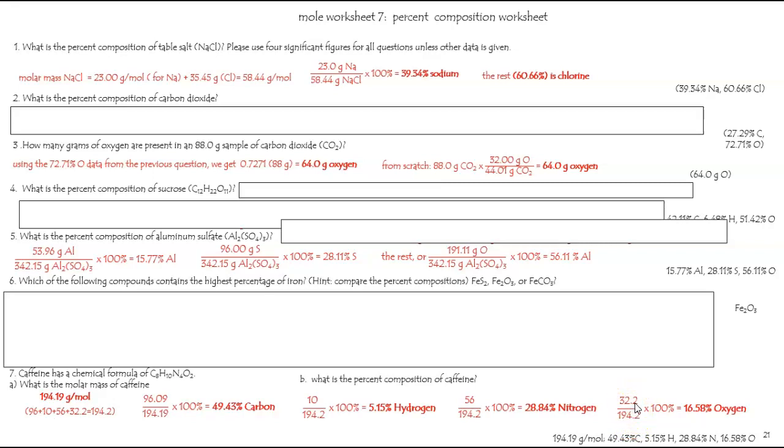I think that's a little off. I think it's 32.01, not 32.2. Maybe 30. In fact, it's 32.0. I don't know why we wrote 32.2 there. That should be 32.0. Regardless, these are the percentages for the composition of caffeine. This is mole worksheet 7.